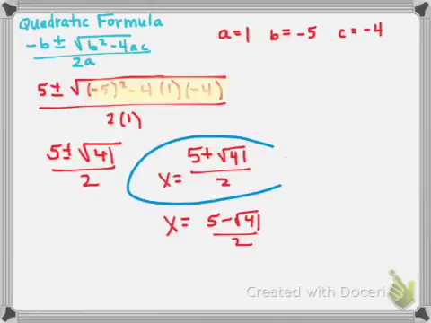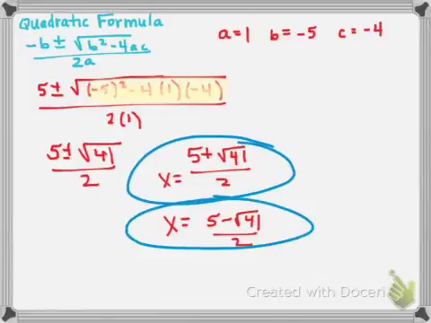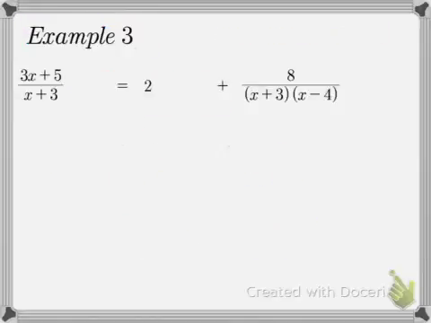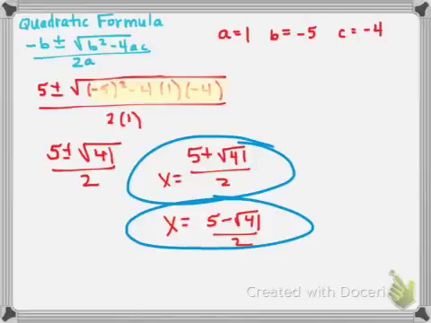You would want to make sure that, back with our original problem, neither one of those was listed as a restriction, so I'm going to check back with that now. Alright, so as I look back at this problem, the only restrictions that we had were from the bottoms of the fractions, which would mean that x was not allowed to equal negative 3, and x was not allowed to equal positive 4. Okay, so our answers were fine, and so our answers really were 5 plus square root of 41 over 2 and 5 minus square root of 41 over 2. Okay, and that's it for your first 3 examples.